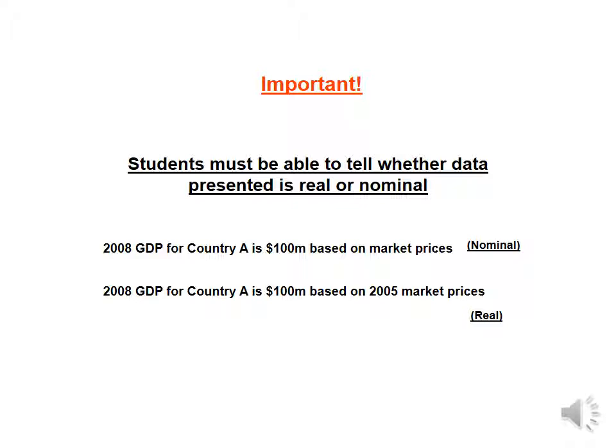So if nominal is given to you and they ask you for nominal GDP, you just add up the numbers, right? If they want real, then you convert. You don't want to be converting the wrong thing or converting at the wrong time. So you must first tell what data is given to you. Are those nominal numbers or are those real numbers?